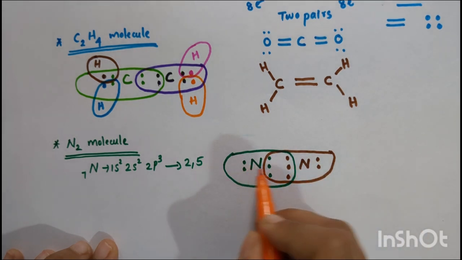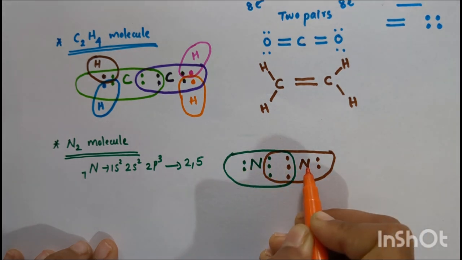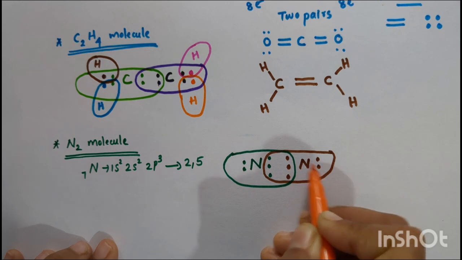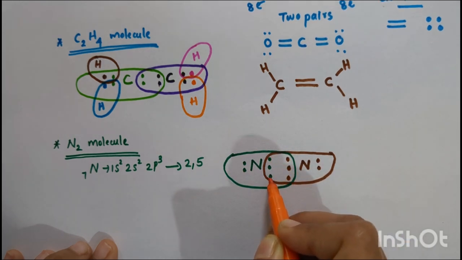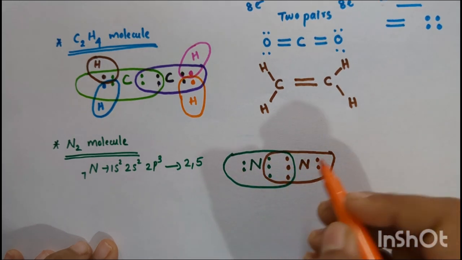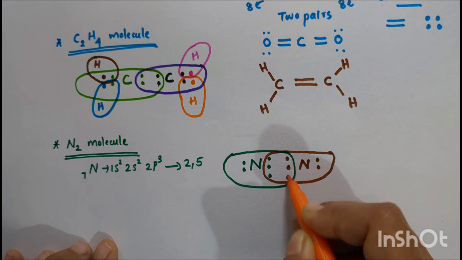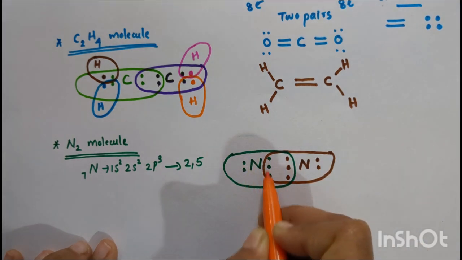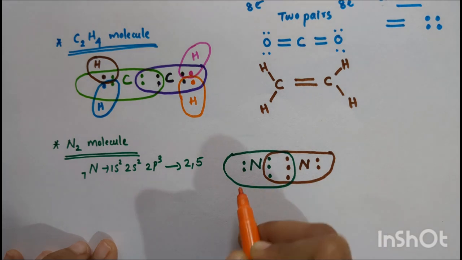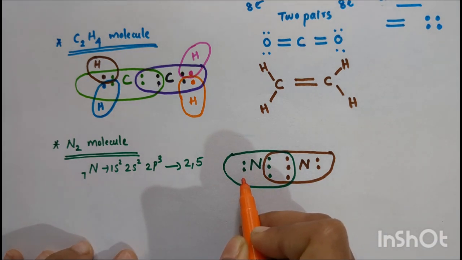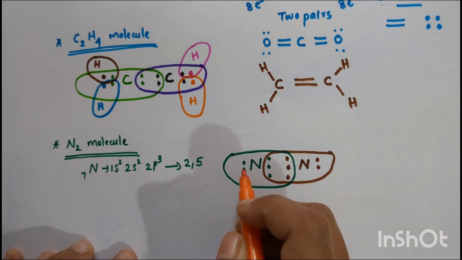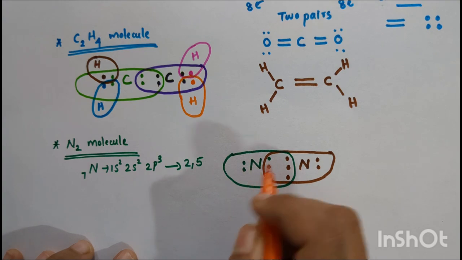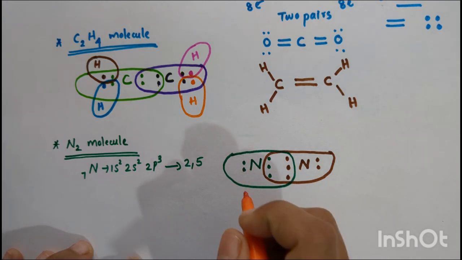This nitrogen atom shares its 3 electrons with this nitrogen atom so that it achieves 2 plus 3 plus 3, total 8 electrons in its outer shell. Similarly, this nitrogen atom shares its 3 electrons with this nitrogen atom so that it also achieves 2 plus 3 plus 3, 8 electrons in its outer shell. So a stable electronic configuration is formed. This nitrogen molecule becomes a stable one.